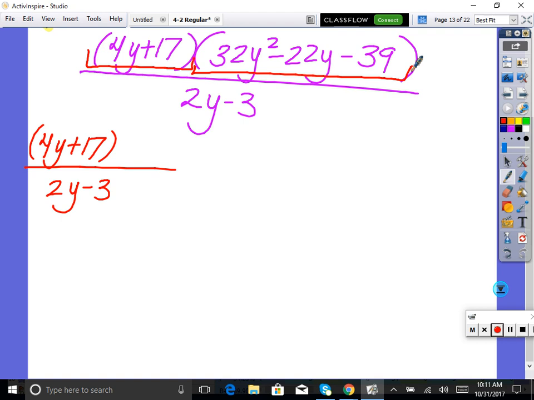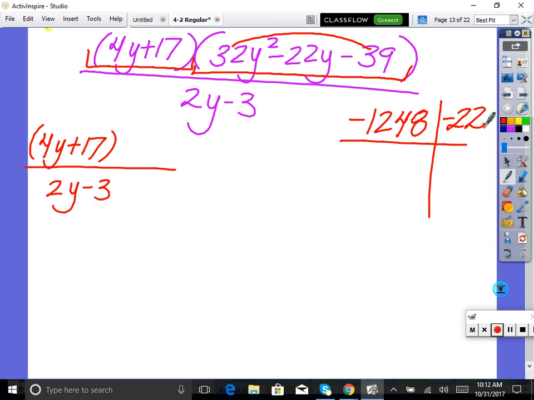But we can do it. You just got to get dedicated and say, I can do it. Here we go. And what multiplies to be 8 times c, negative 1,248, and adds up to be negative 22? I want you all to get dedicated and start finding those factors. You already got them? What is it? 48 times 26. This one would need to be negative. You're right. Very good. Thank you.